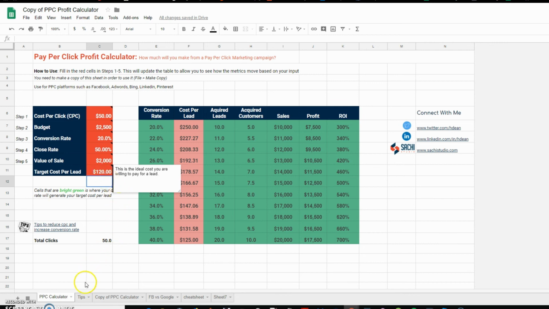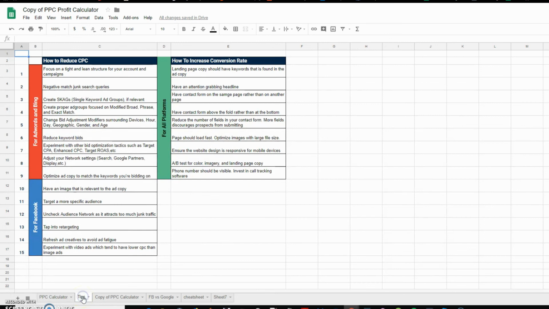As I mentioned earlier, I included a tip sheet which breaks down across 2 different columns how you can reduce your CPC and how you can improve your conversion rates. And then I broke them down by platform as well. For example, AdWords and Bing are grouped into one platform. Here's how you can reduce your CPC on AdWords and Bing if you choose to do this yourself. And here's how you can reduce your CPC on Facebook, which is more of a DIY advertising platform than AdWords and Bing can be. And then for all the platforms, here's how you can improve your conversion rates.